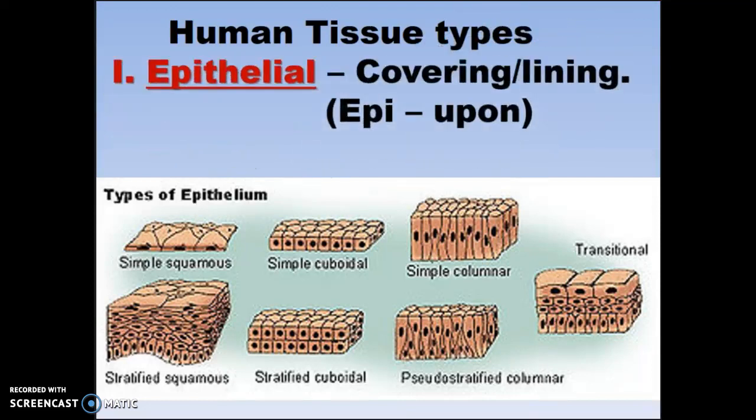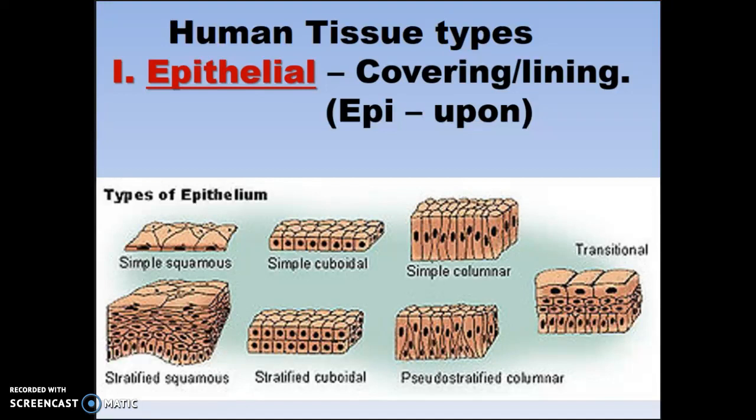Epi is upon, on the outside, like epicenter. Remember, epigastric is above your stomach. So epithelial literally means epi, upon, your covering. So it covers and lines you. When you look at someone, pretty much everything you see on them is epithelial tissue. The hair is part of it, all the skin.